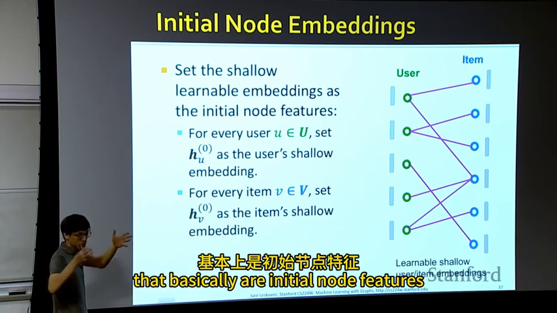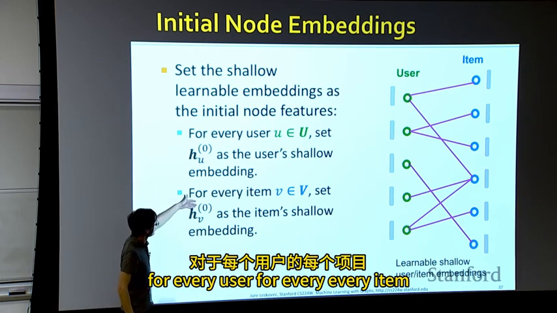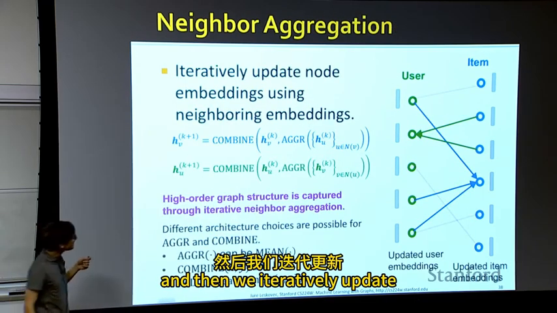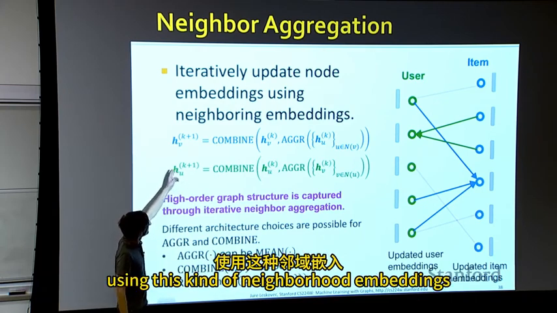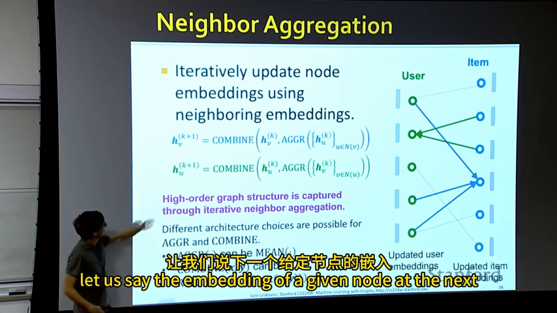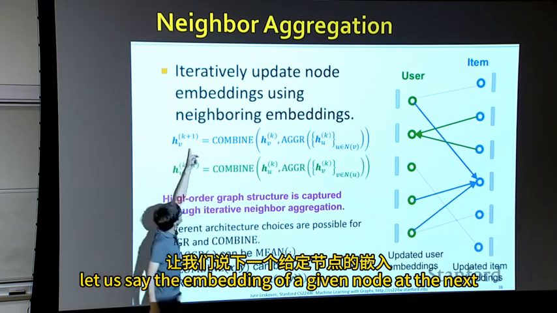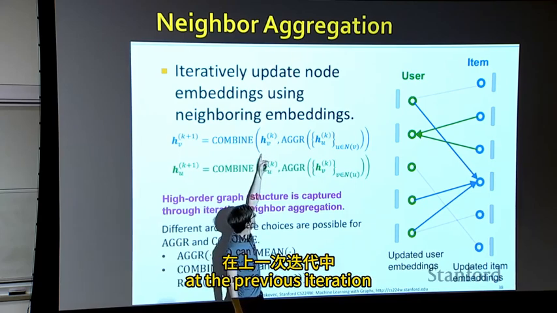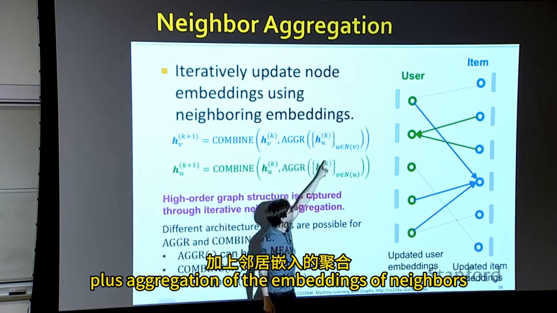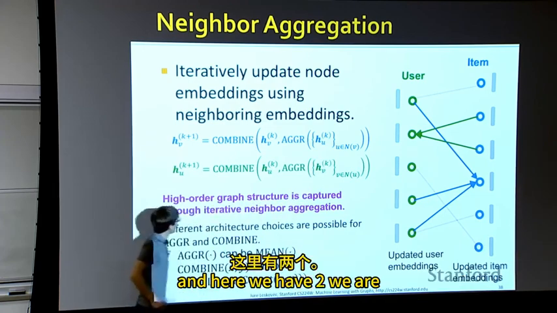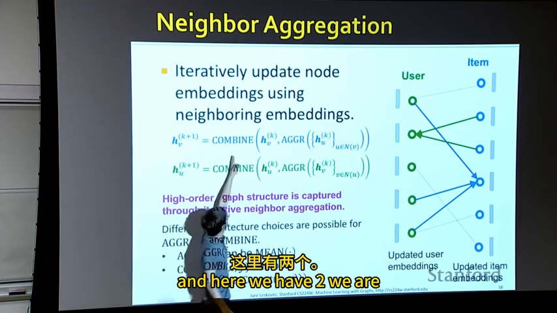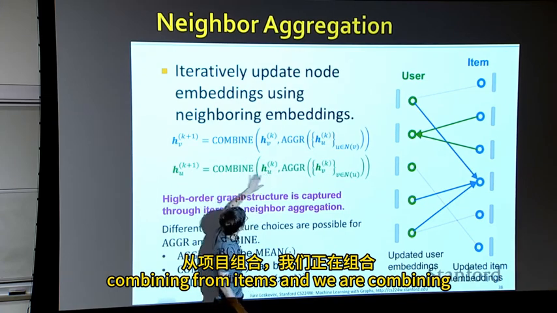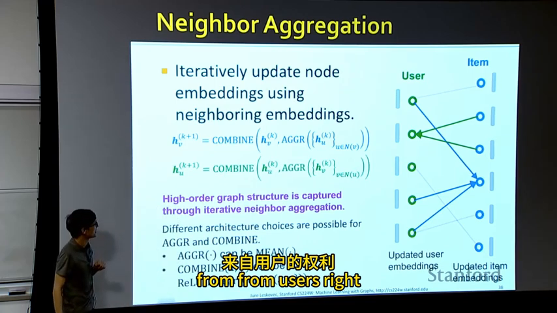Okay? Now, about the initial node embeddings, we set shallow learnable embeddings that are basically initial node features or node embeddings for every user. For every item, we initialize this embedding. And then we iteratively update node embeddings using neighborhood embeddings, where the embedding of a given node at the next iteration is a combination of the embedding of the same node at the previous iteration plus aggregation of the embeddings of neighbors. And here we are combining from items and we are combining from users, right?